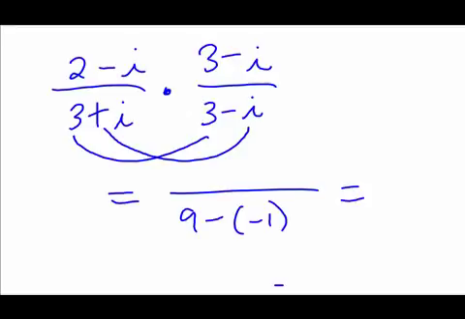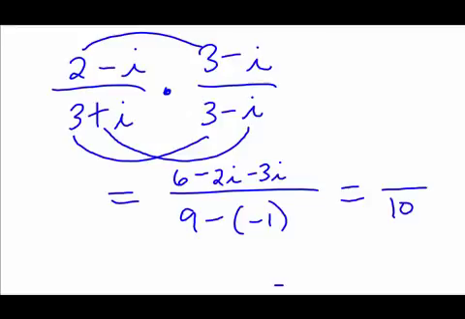So we end up with a 10 in the denominator. It's okay to have an i in the numerator, which is what happens. 2 times 3 is 6. Outside terms would be negative 2i. Inside terms would be negative 3i. And last times last is a positive i squared.